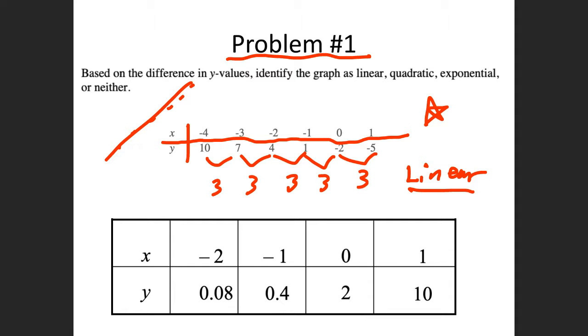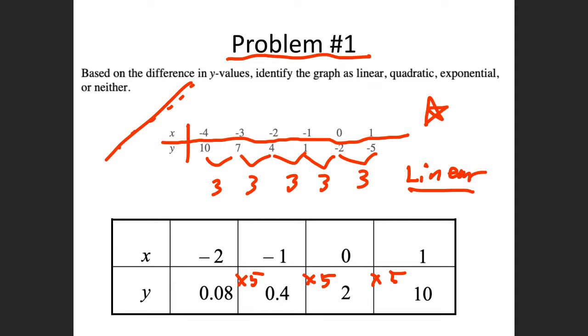How about the next one? Now I could do the first difference test, but I always look for exponential first. So 2 times 5 is 10. Is 0.4 times 5 2? Yes. Is 0.08 times 5 0.04? Yes. So this is always being multiplied. If you multiply this by 5, this by 5, this by 5, it always is the same.